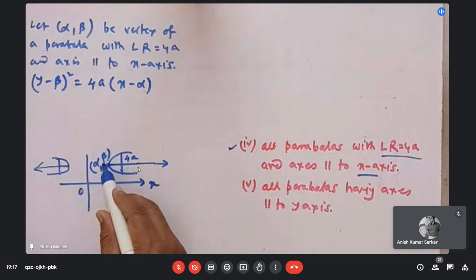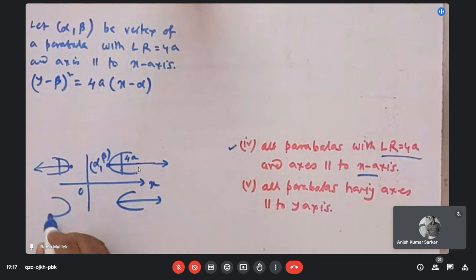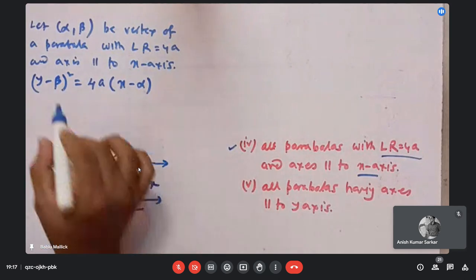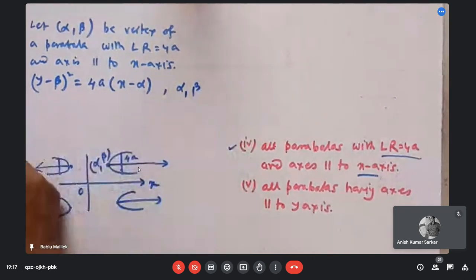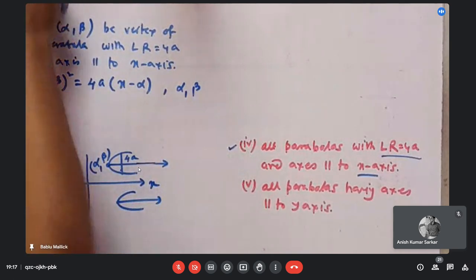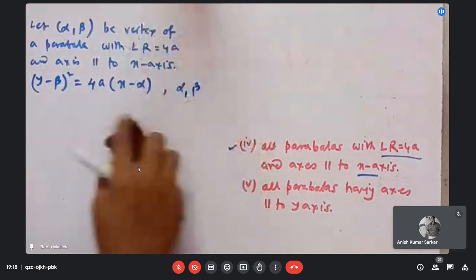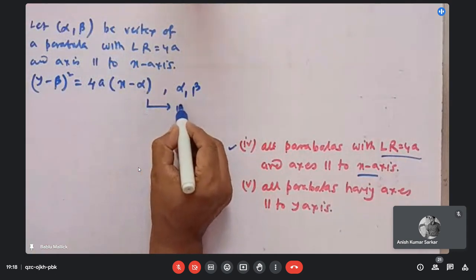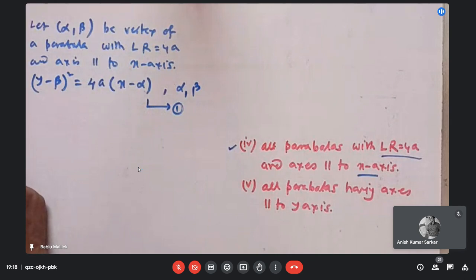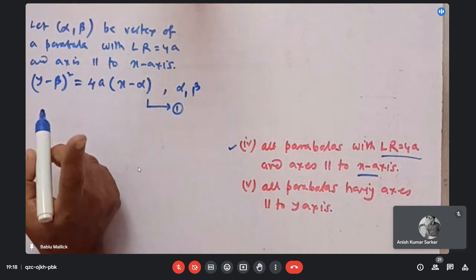I have taken alpha beta, so alpha beta may be anywhere. So write, where alpha and beta are parameters. Mark this as 1. Now differentiate; we have to differentiate two times.